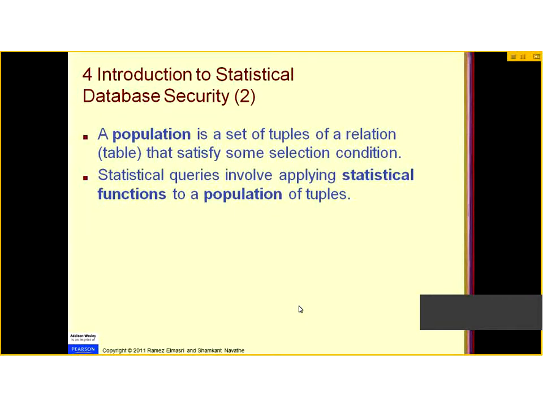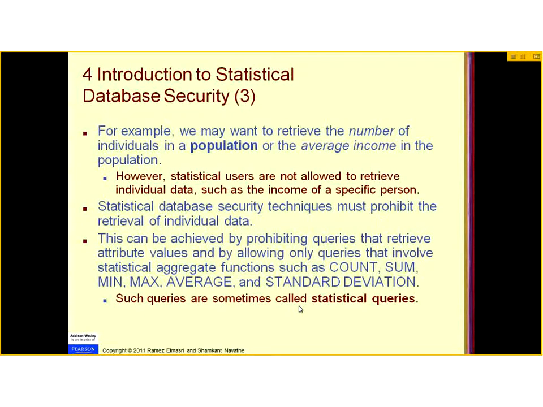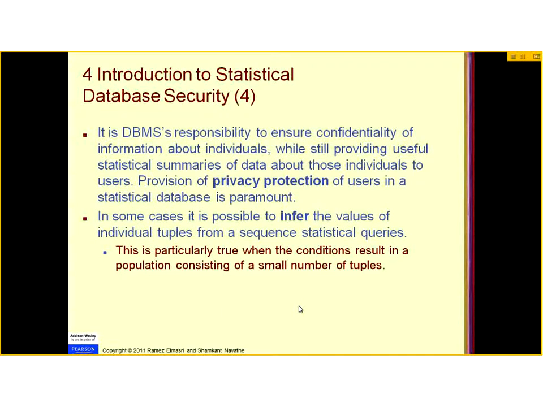A population is a set of tuples of a relation that satisfies some selection condition. So when you are using that condition, it gives you some data which is a population. Statistical queries involve applying statistical functions to the population of tuples. For example, we may be interested to retrieve the number of individuals or the average income in the population. For this purpose, we require the income of all the users in the account, and then you will be interested in getting the count or sum or average of that. So these queries are called statistical queries.